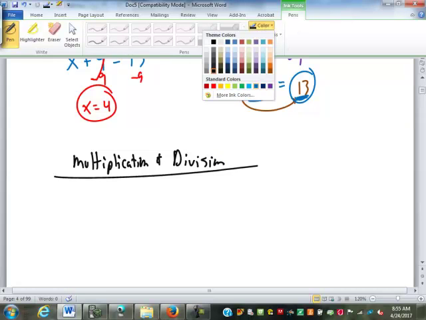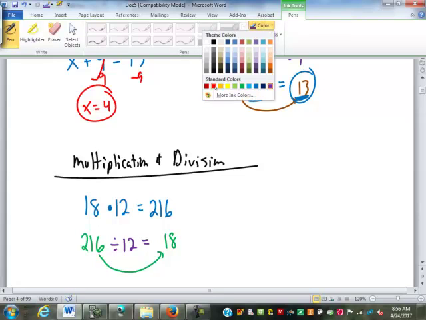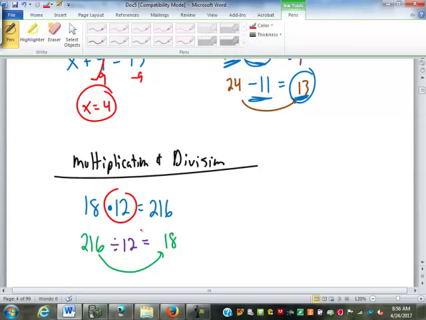So let's say I started out, well, somebody give me a random number between 10 and 20 again. 18. And another one. 12. So if we do 18 times 12, we get 216. Well, if I take that 216 and I want to get back to 18 again, what do I have to do? Divide by 12. So again here, multiplying by 12, and then taking that result and dividing by 12, puts us right back to where we started.